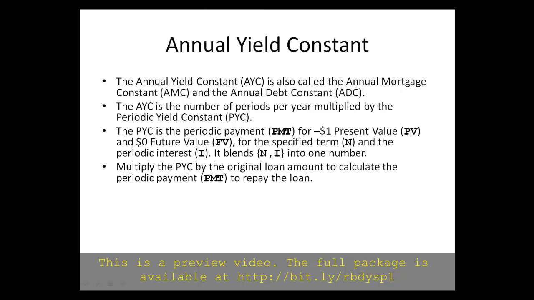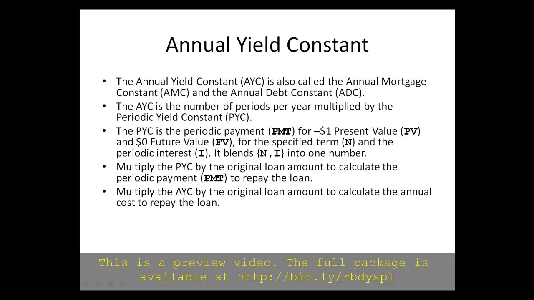Multiply the PYC by the original loan amount to calculate the periodic payment to repay the loan. Multiply the AYC by the original loan amount to calculate the annual cost to repay the loan. After N payments of payment, the loan is fully amortized, paid.